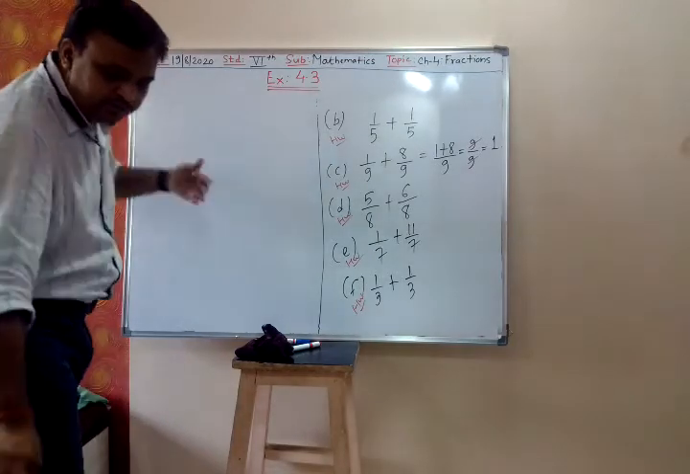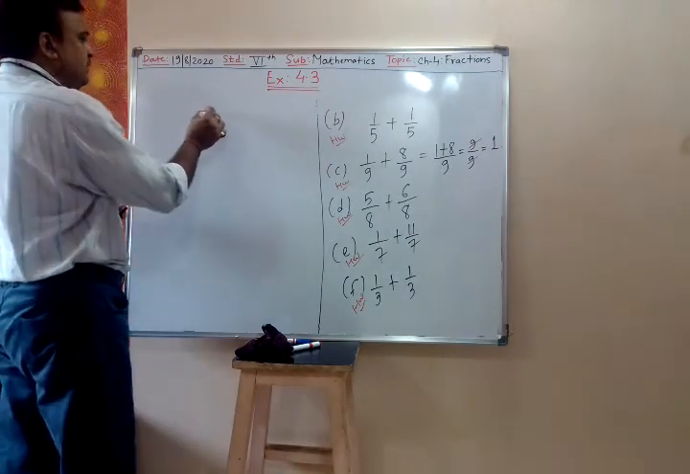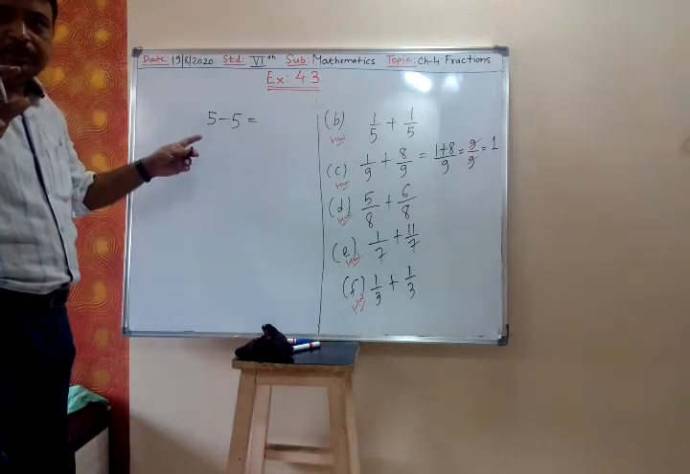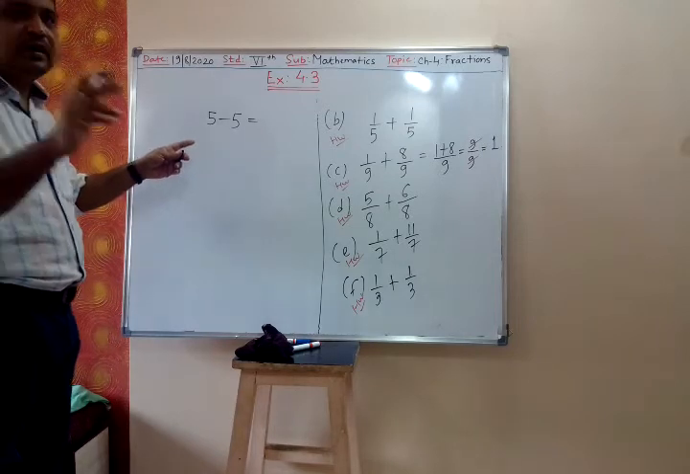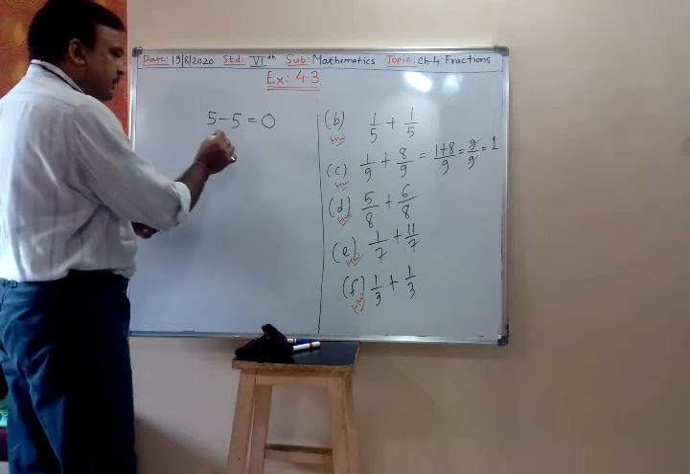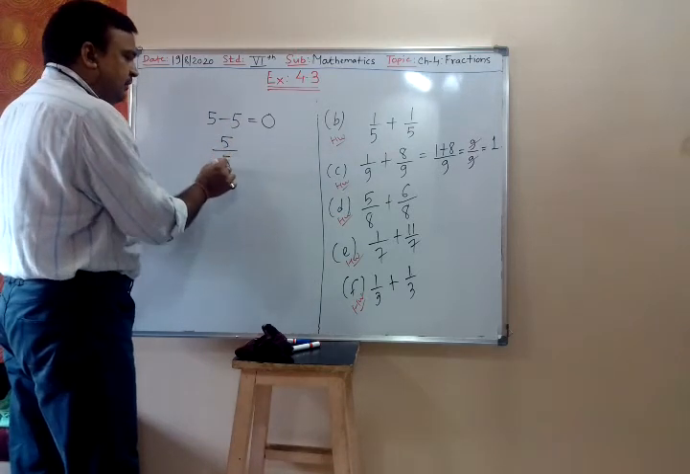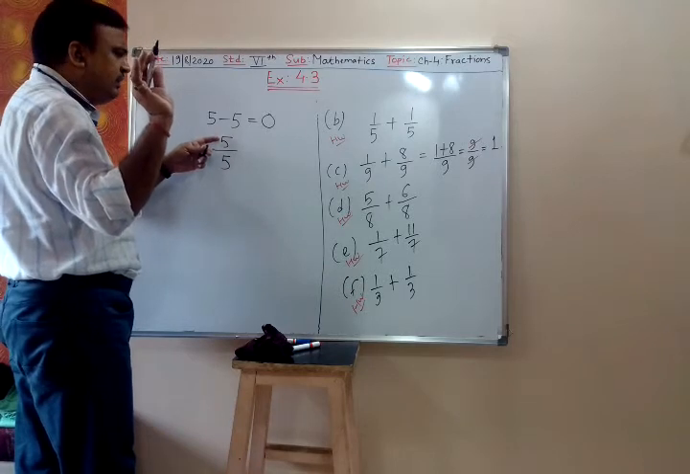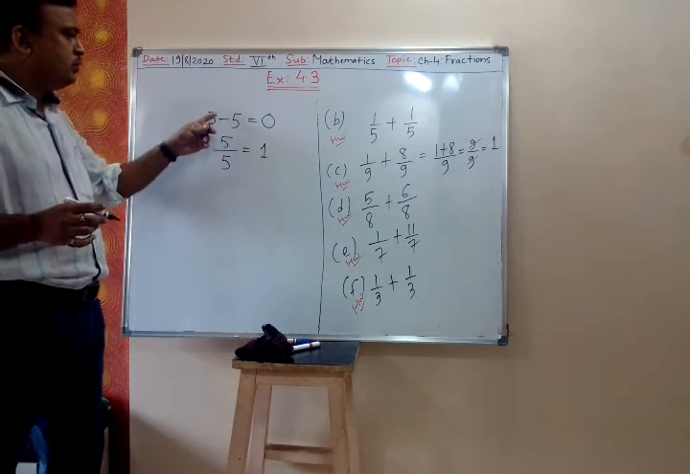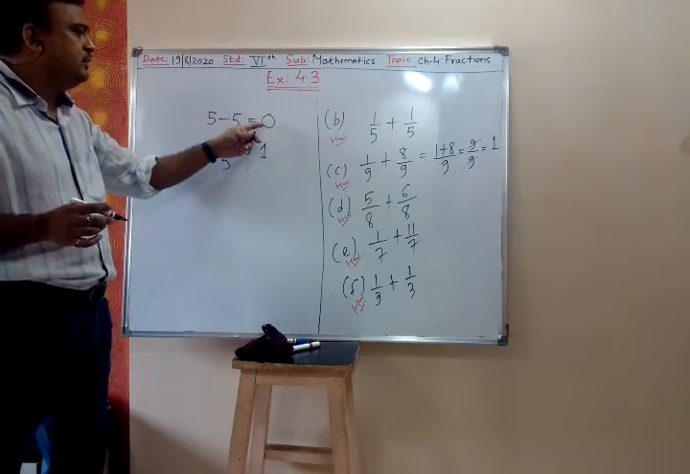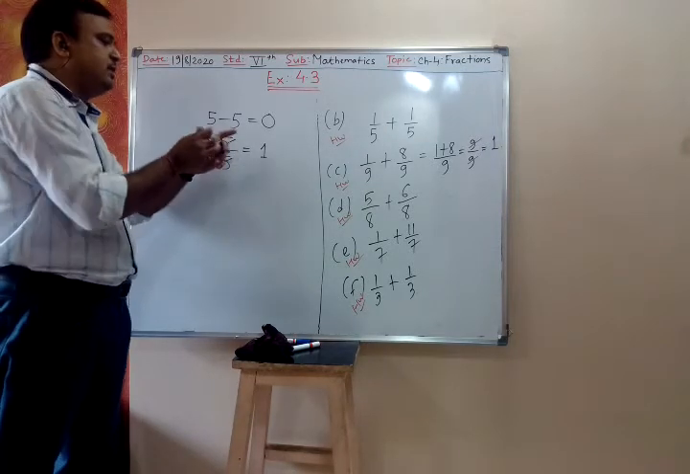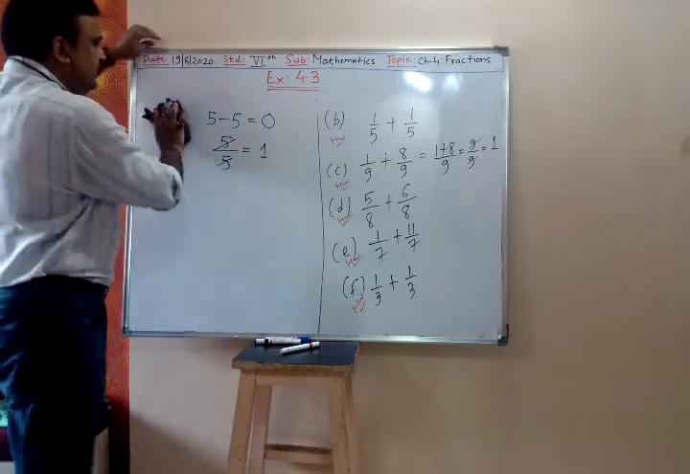And how do we do it in subtraction? See here, 5 minus 5. Whenever we subtract two same numbers, we get the answer 0. Yes or no? 5 minus 5 we write 0. But whenever you have division, 5 upon 5, it will be 1. See the difference. Whenever we subtract two same numbers, 5 minus 5, we write 0. But whenever we have 5 upon 5, we cancel and write 1. Is it clear?